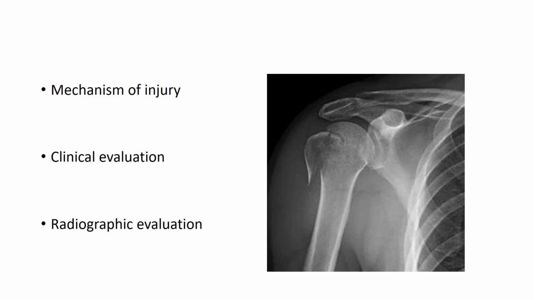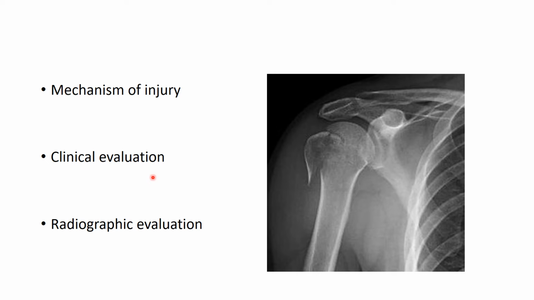What are the mechanisms of injury? Trauma and fall on outstretched hand. In the older age group it is very common due to a fall on the floor, that is household trauma, and females get more fractures than males. Young patients will get fractures due to road traffic accidents.